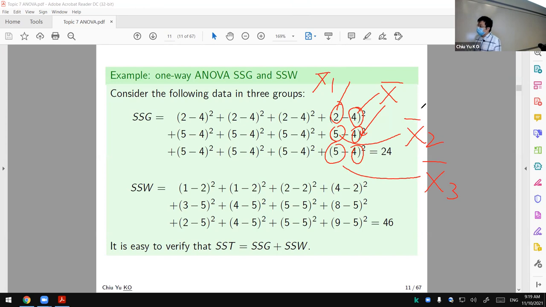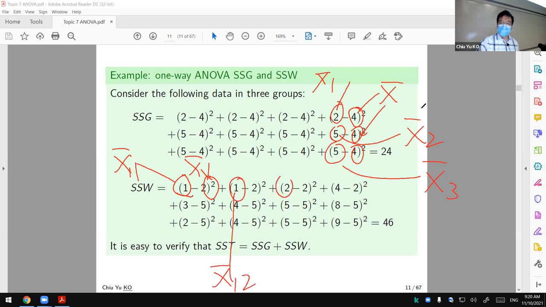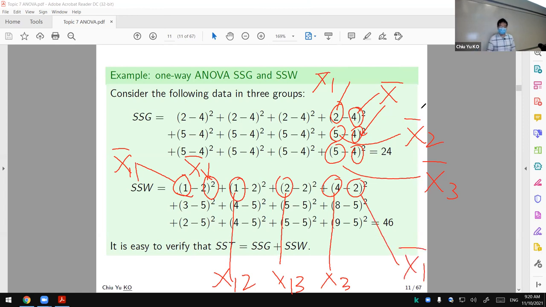Okay. And SSW is the sum of squares within group. Okay. So this is X bar 1. This is the first observation, so it's X 1, 1, right? This is X 1, 2, this is X 1, 3, this is X 1, 4. So there's no bar here. And the 2 is X bar 1. Okay? So basically just subtract each observation by its group mean.